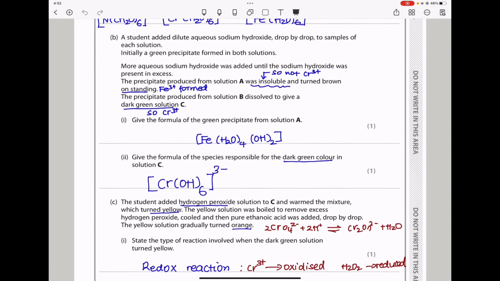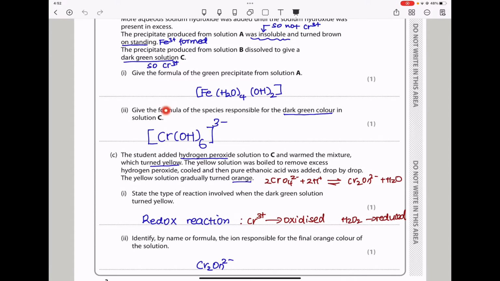Then they said, give the formula of the green precipitate from solution A. This is going to be the formula because remember we added sodium hydroxide dropwise, so 2 of the water ligands have lost their hydrogen ions to become OH, which is that. Next they say, give the formula of the species responsible for the dark green color in solution C. This is going to be hexahydroxychromate 3, which is this one here.